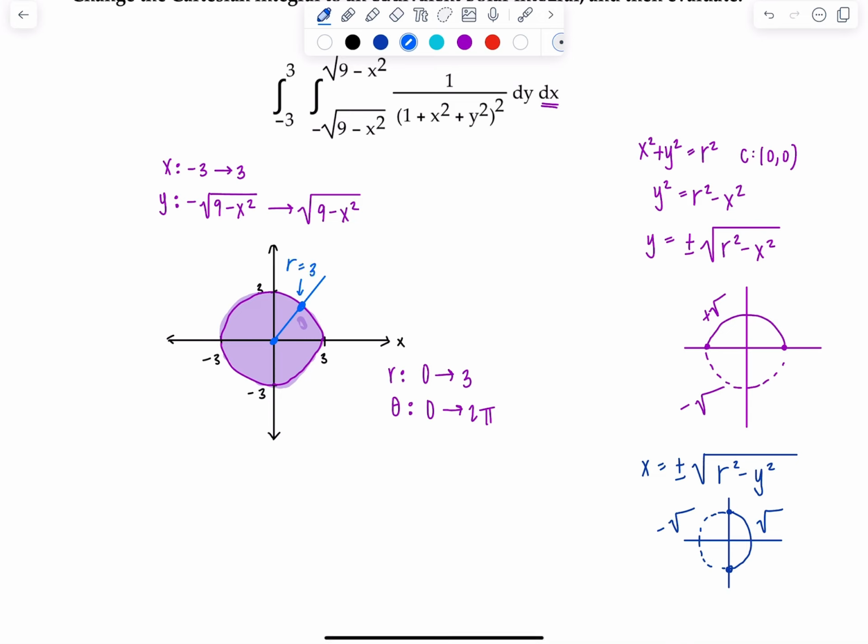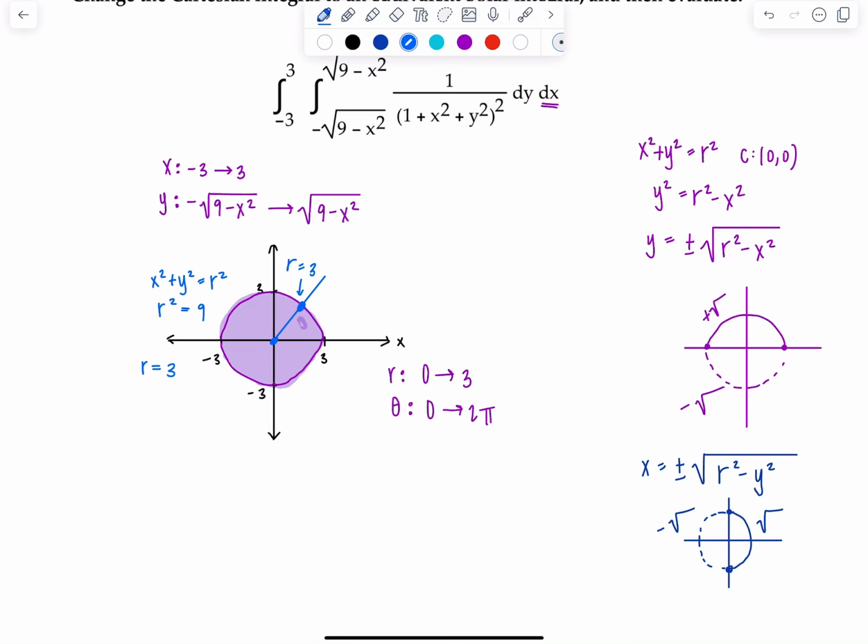If we switch it to polar, this circle's equation is x squared plus y squared equals r squared, which is 3 squared. So we have r squared equals 9, and we don't put plus or minus 3. We just usually write r equals 3. Okay, so it looks like we're ready to switch to polar.